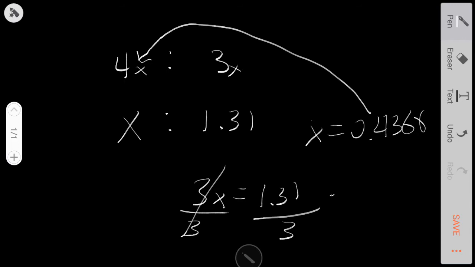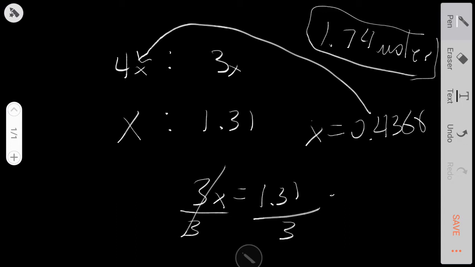So 4 times 0.4366 equals 1.74. I would need 1.74 moles. Now, that's not A, B, or C. The answer will be D, none of these. So for number 16, the answer is D. Great.